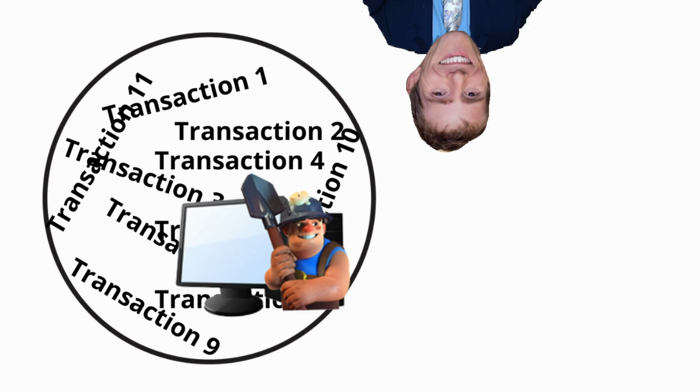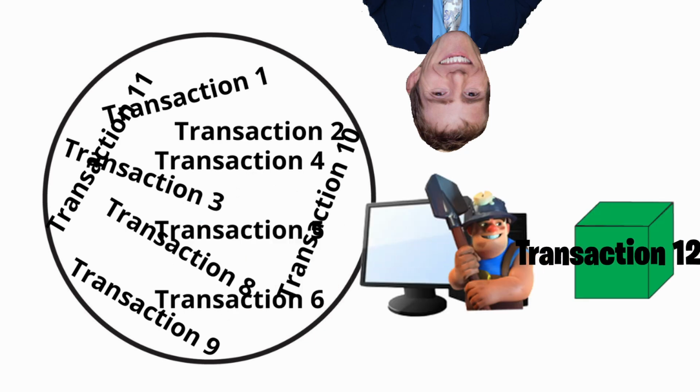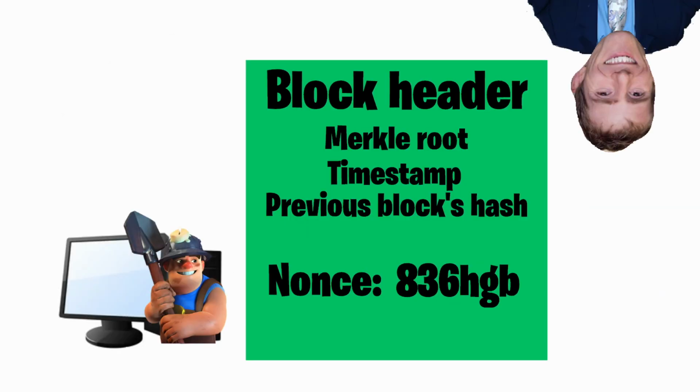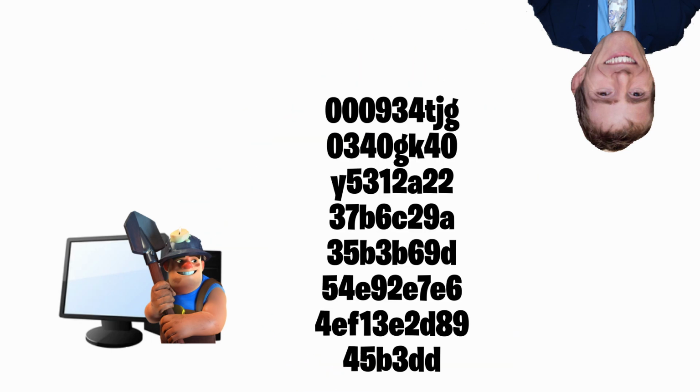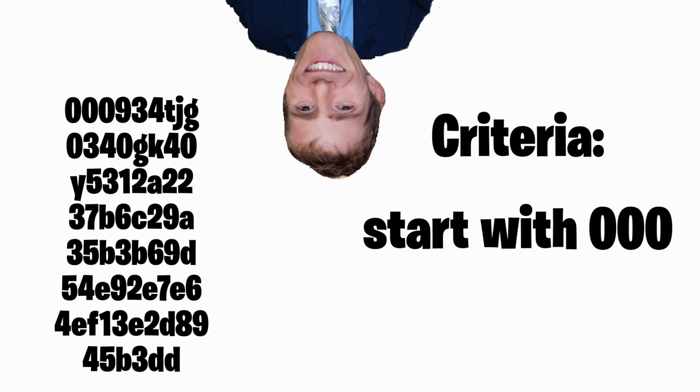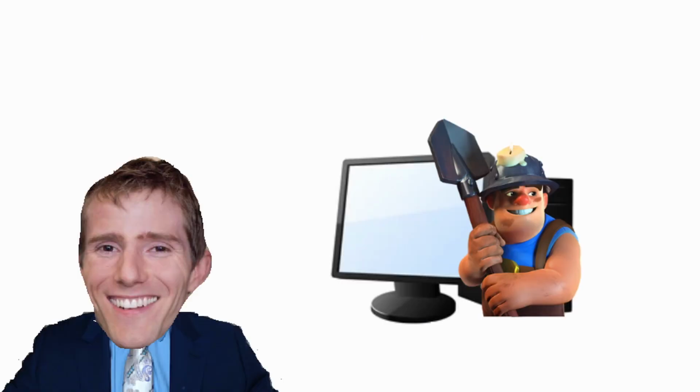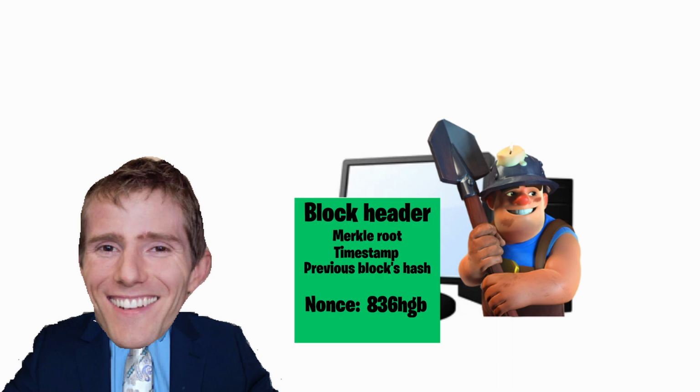Now nodes called miners take these transactions and try to add them together to a new block in the chain. The miner's job is to change the nonce field in the block header and then hash it. This hash needs to match a certain criteria to be valid. As an example, the criteria can be that the hash needs to start with 3 zeros. This is a random process, and all that the miners do is adding random values to the nonce, hoping that it will match.